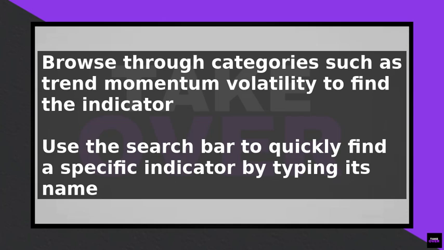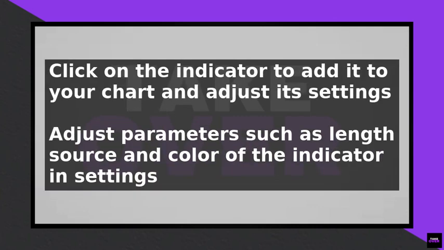You can then adjust the settings of the indicator by clicking on the gear icon next to it. This will open up the settings window where you can adjust parameters such as the length, source, and color of the indicator. You can also add multiple indicators to your chart by repeating the process. To remove an indicator, simply click on the cross icon next to it.